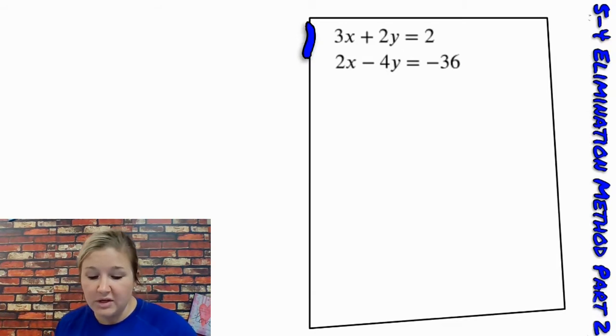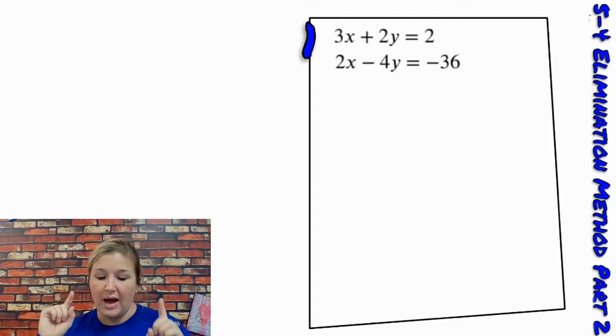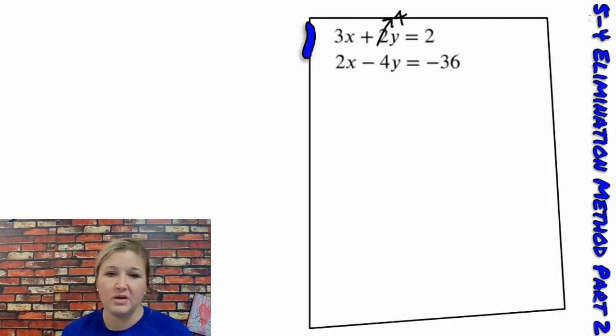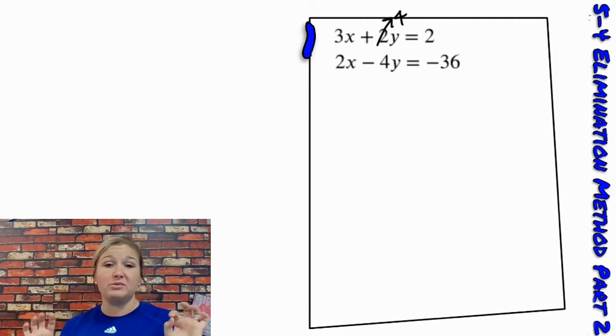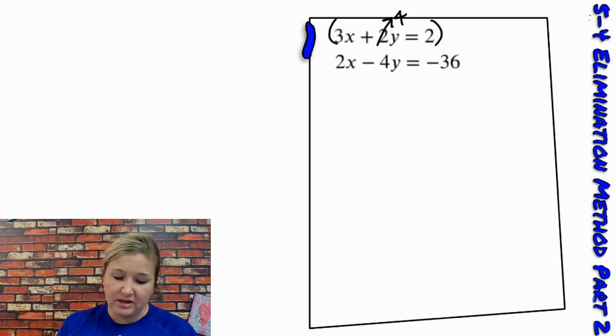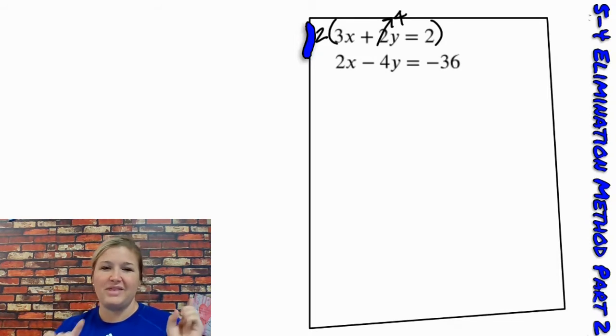So what we're going to do here, we have 3x plus 2y equals 2. I want this 2 to become a 4. Well, in order to do that, I'm going to have to multiply by 2. So it's a multiplication, not adding. You're going to multiply everything by it. So if I multiply this whole equation by 2, guess what? That makes that 2y become a 4y.